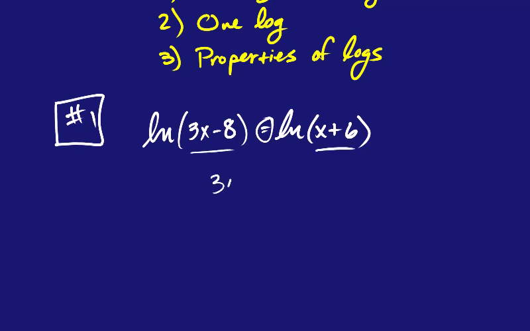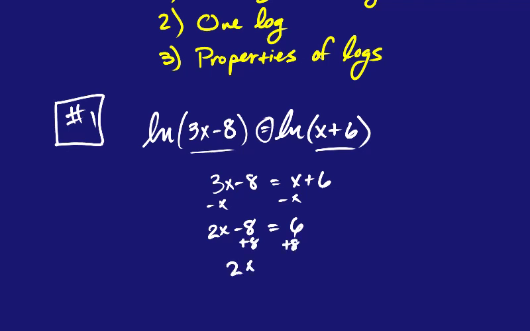So 3x minus 8 just has to equal x plus 6 for these two logarithms to be equal. We set those equal since the bases are the same, and then we just solve the equation that we're left with. I'm going to subtract x, and I'll have 2x minus 8 equals 6. I'll add 8 over, and then we have 2x equals 14. I'm going to divide by 2. x equals 7.